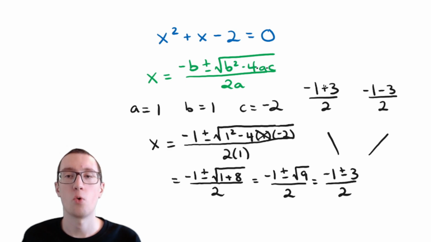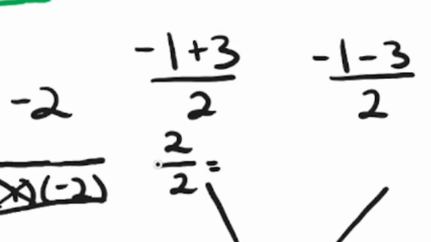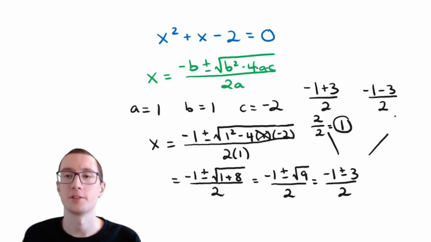So in this case, negative 1 plus 3, that's the same thing as saying 3 minus 1, which is 2 over 2. And 2 divided by 2 is 1. So 1 is one of our answers. Now here we have negative 1 minus 3. We lost $1 and then lost another $3. So that's minus 4 over 2.